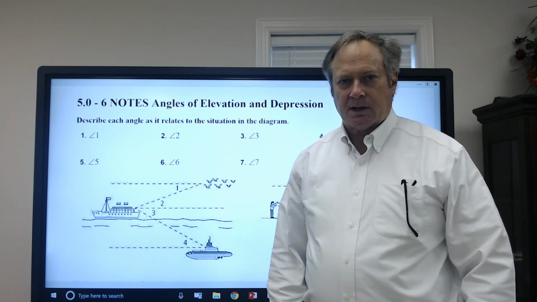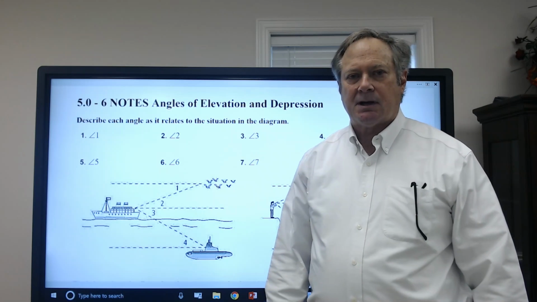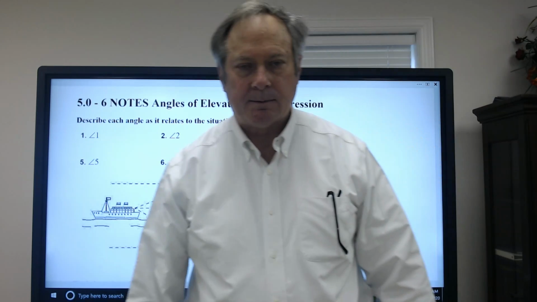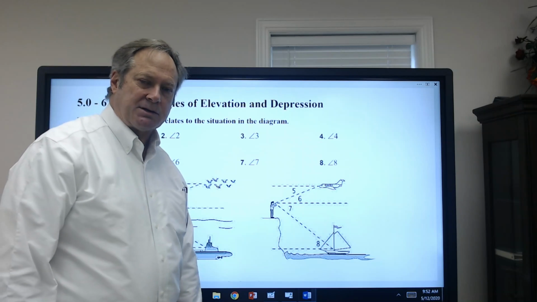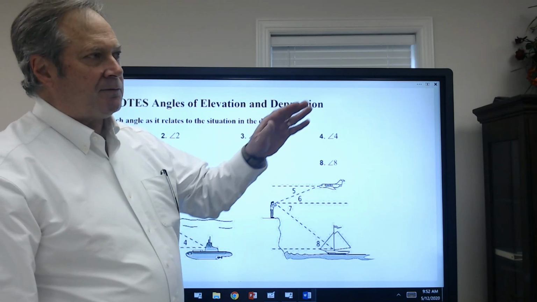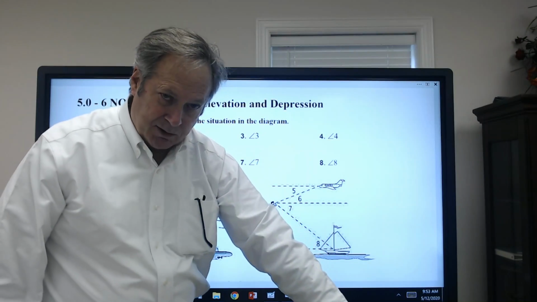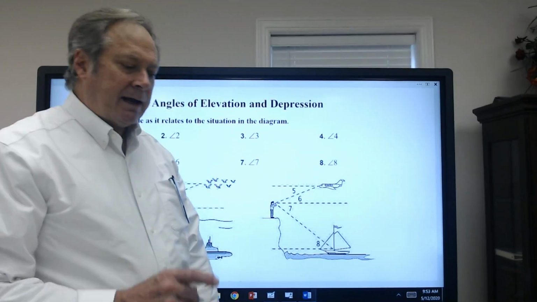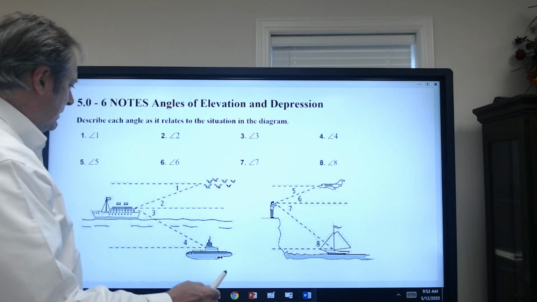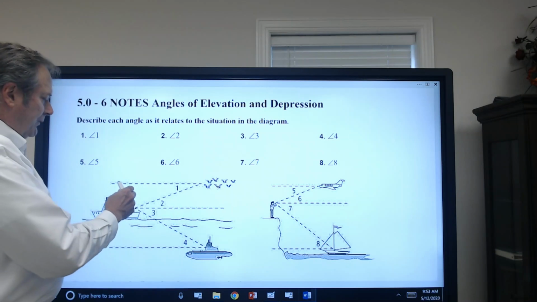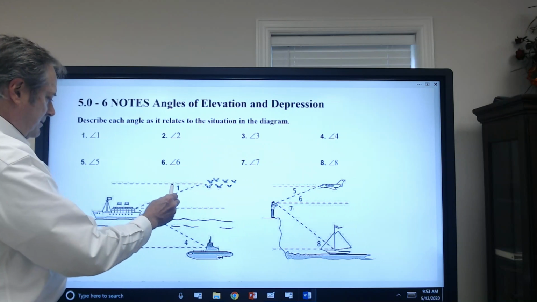Well, good morning, everybody. Today's lesson, we're continuing with trigonometry, and we are going to deal with what's called angles of elevation or depression. As you might guess, elevation means you're going up, depression means you're going downward. And what I'd like you to notice is that it's always in relationship to a horizontal line, okay?